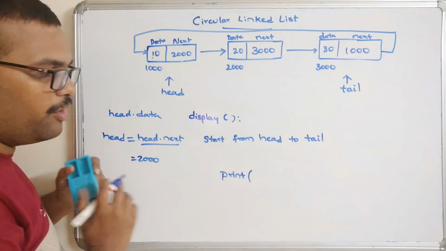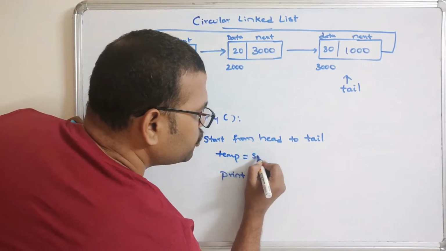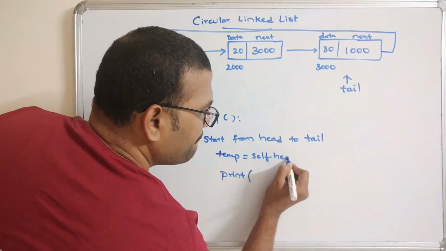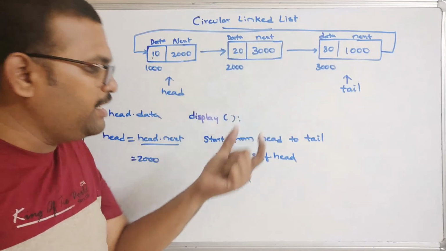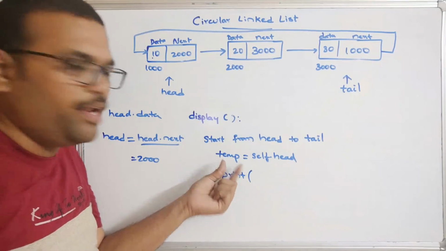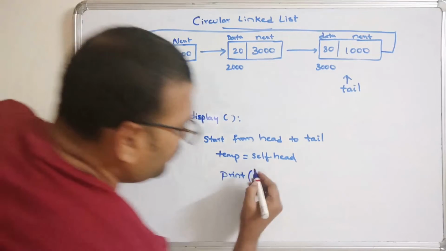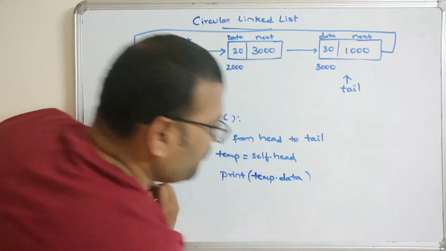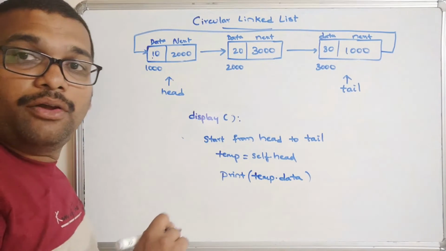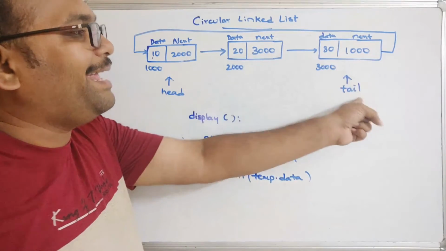So that's why we have to take one temporary variable and store the head in it. We can travel through each individual node using this temporary variable. So instead of writing head.data, simply print temp.data. And up to where do we have to travel? Up to tail.